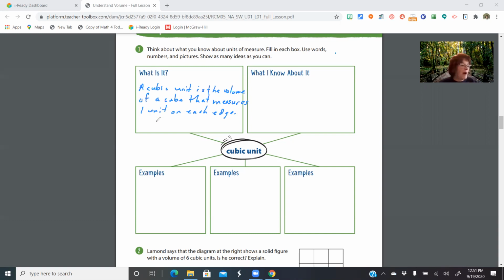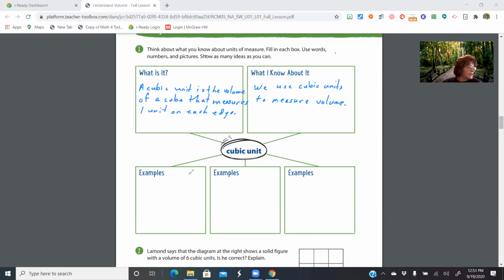What do you know about it? Well, what do we use cubic units for? To measure volume. So we use cubic units, and I'm very distracted right now. My dog is jumping on the door. We use cubic units to measure volume. That's what they're used for.